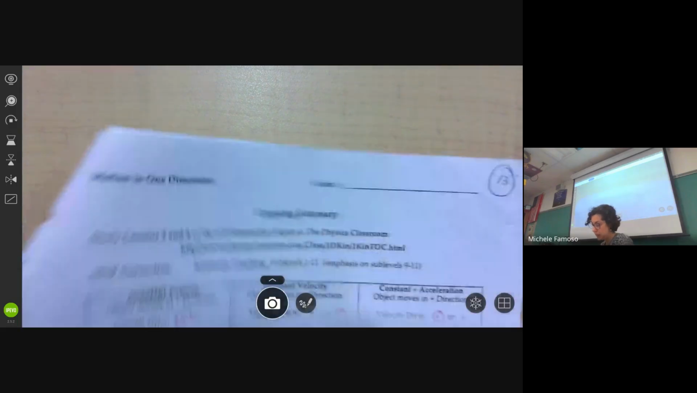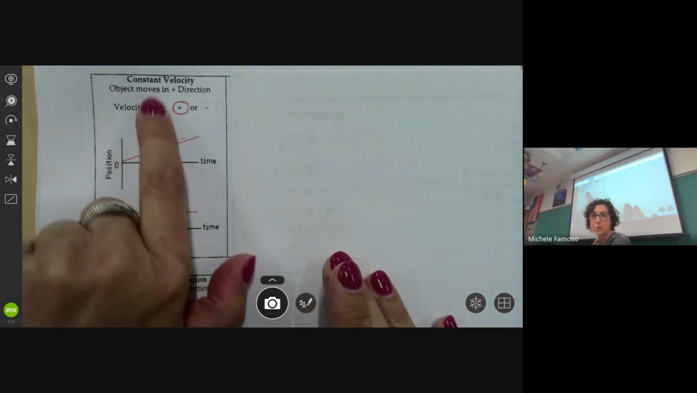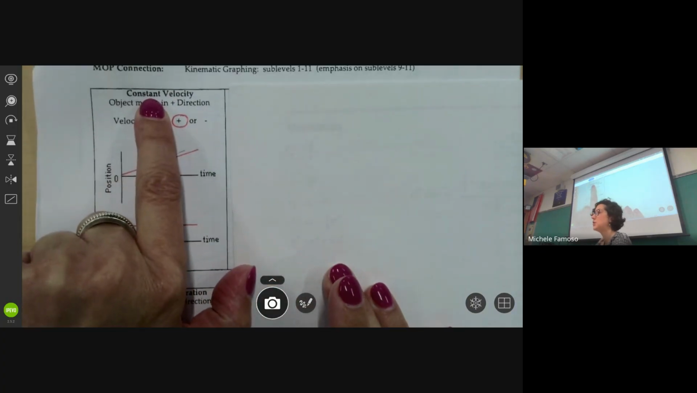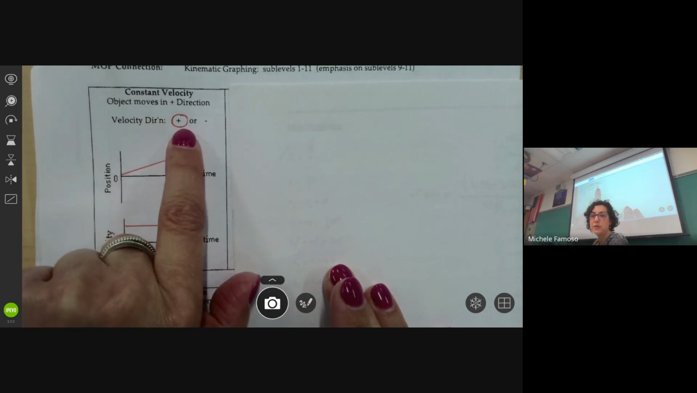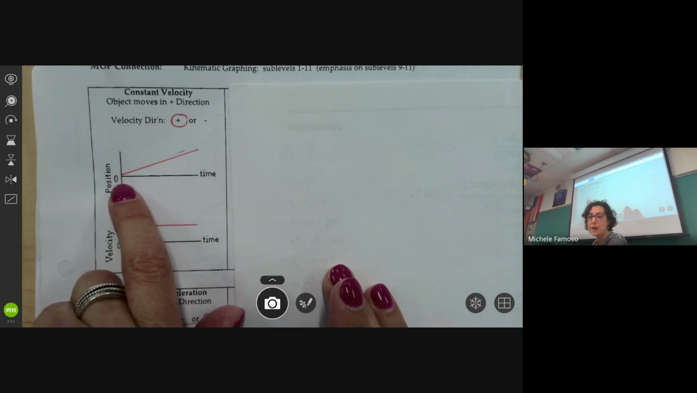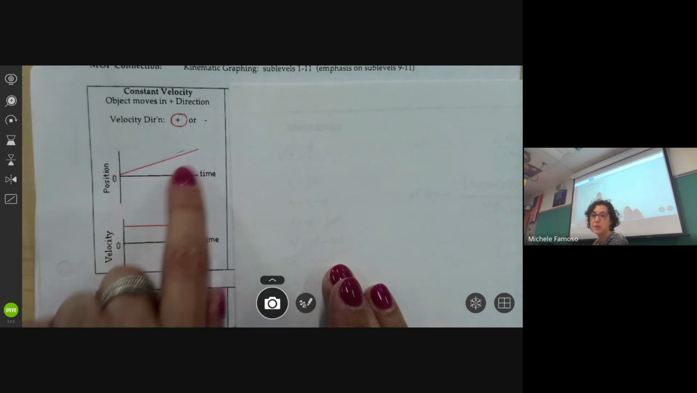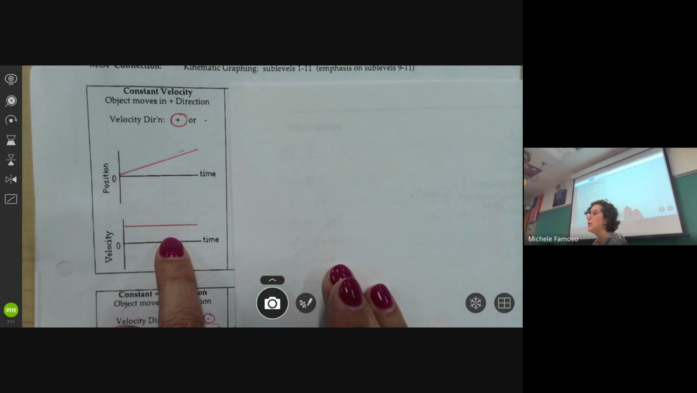All right, let's go to page 13. And I'm not sure which ones I had on the video with you, but this first one, constant velocity, this is your test tomorrow. If we are moving in the positive direction, that means our velocity direction is positive. So on a position time graph, I need a diagonal line with a positive slope and a horizontal line on my velocity graph up in quadrant 1 above the horizontal axis.